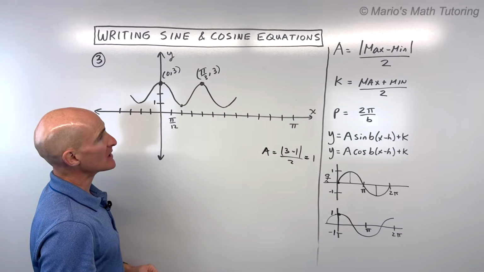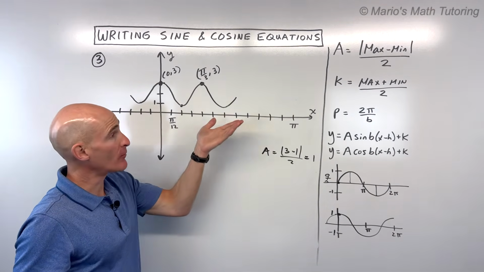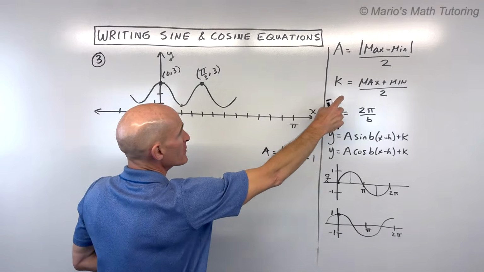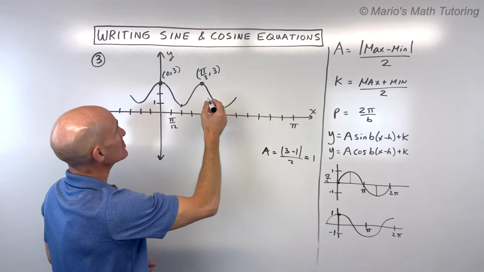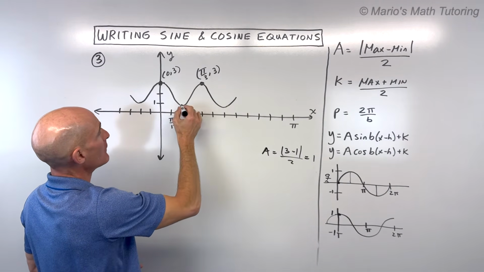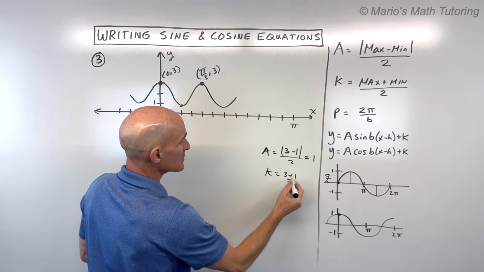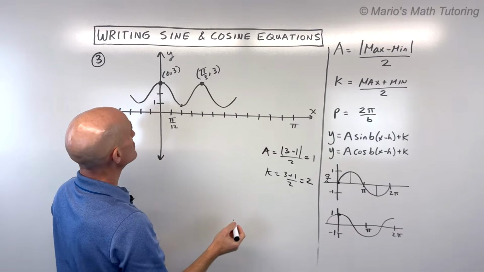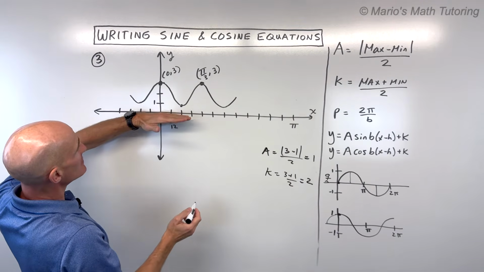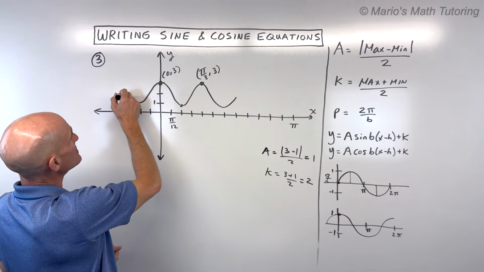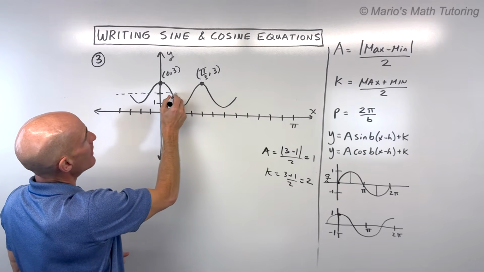Okay, so that's interesting. Now the k value, the vertical shift up or down, we're going to use this formula: the max plus the min divided by 2. So that's going to be 3 plus 1 divided by 2. So that's 4 divided by 2, which is 2. So that's interesting. That k value of 2 means that this graph has been shifted up 2 units. That's going to be like our new midline here.